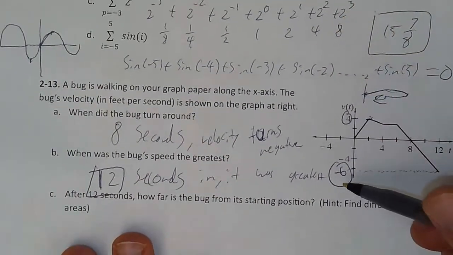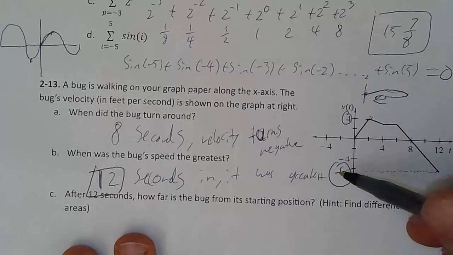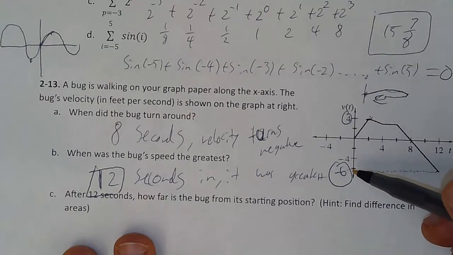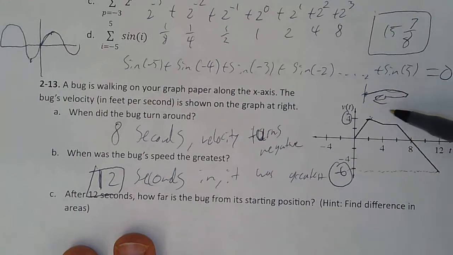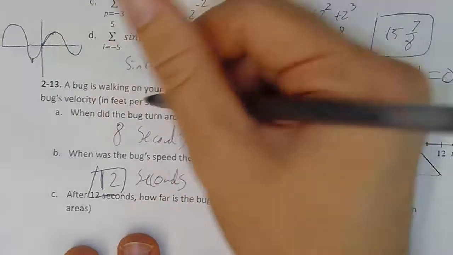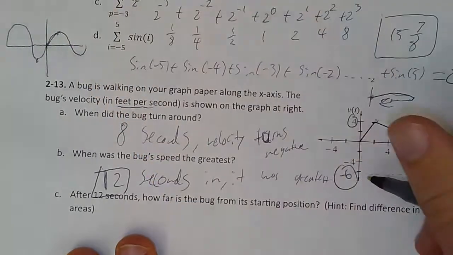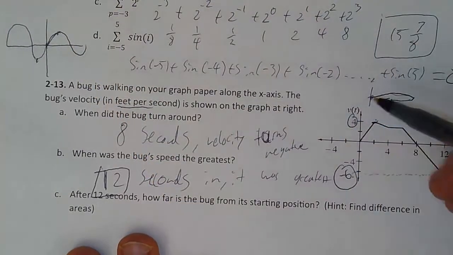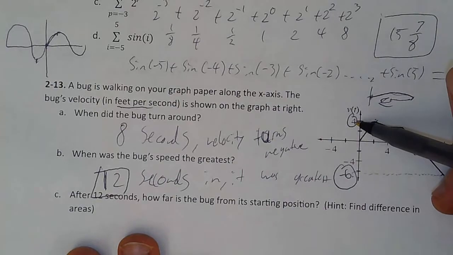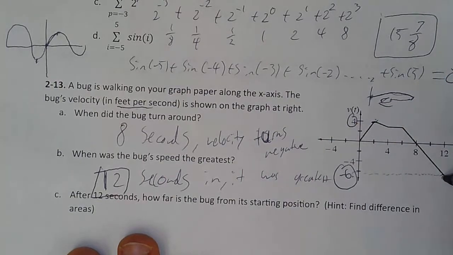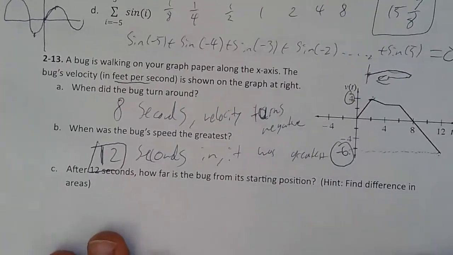So -6, the magnitude is greater, right? It doesn't matter that I'm going backwards at 6 feet per second. What is measured? I'm going backwards at 6 feet per second. That's still faster than going forwards at 4 feet per second. So actually, it was greatest at 12. It's kind of a tricky question.